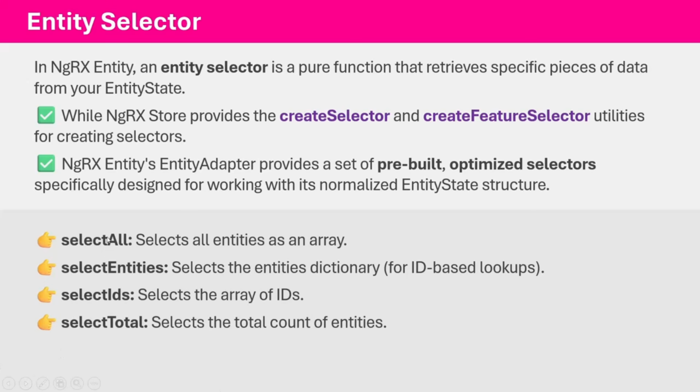So these are the four built-in methods which the entity adapter provides as selector methods. You can use the selectAll selector method to select all the entities as an array. You can use the selectEntities method when you want to select the entities as a dictionary, as a key-value pair. You can use selectIds to select all the IDs of the entities. And you can use selectTotal to select the total count of the entities. So these are the four built-in methods which you can use inside a selector to select an entity state. And we will see this practically in our coming lectures.